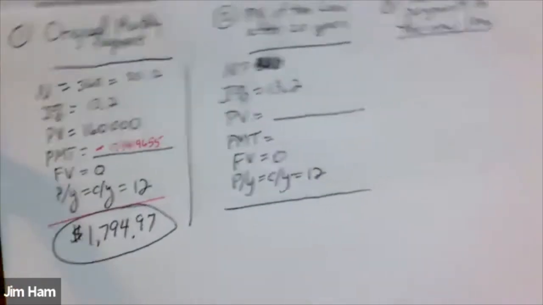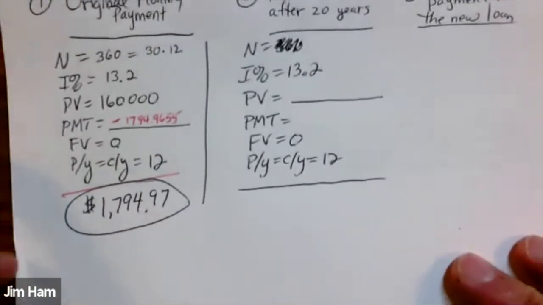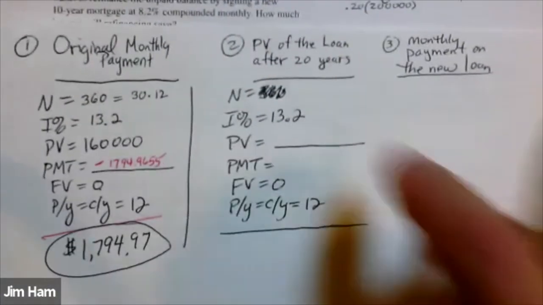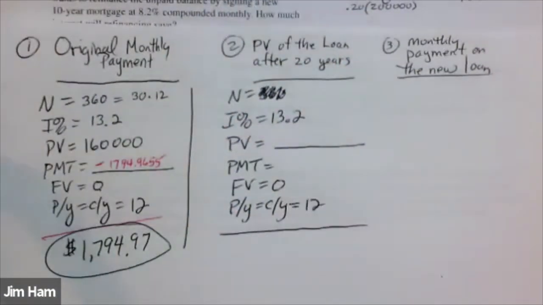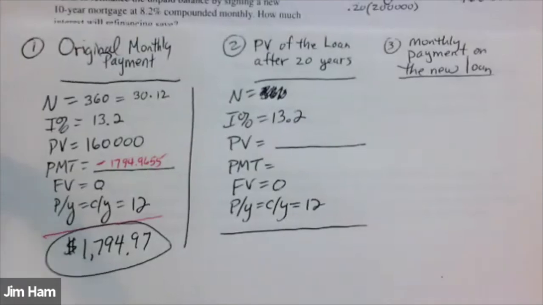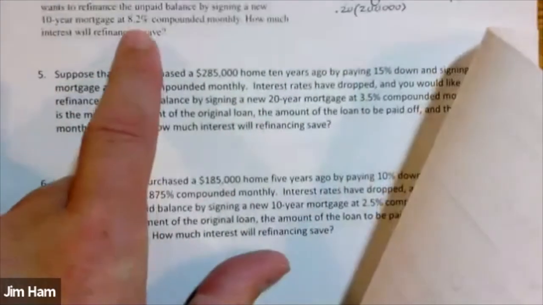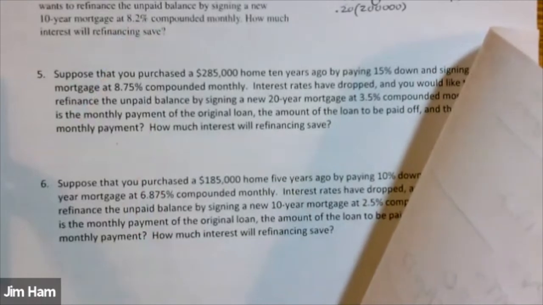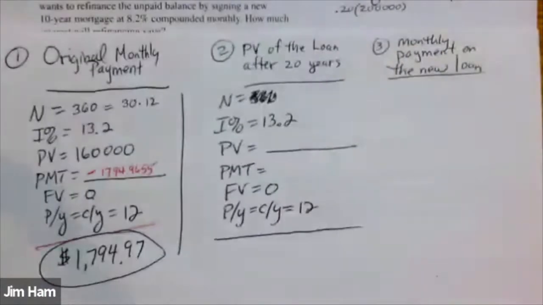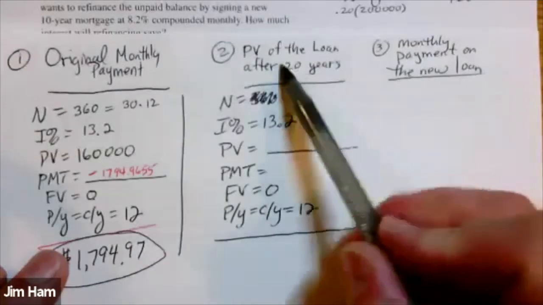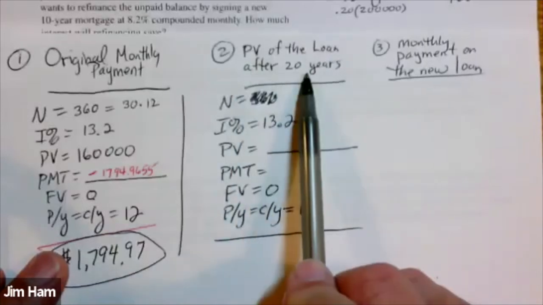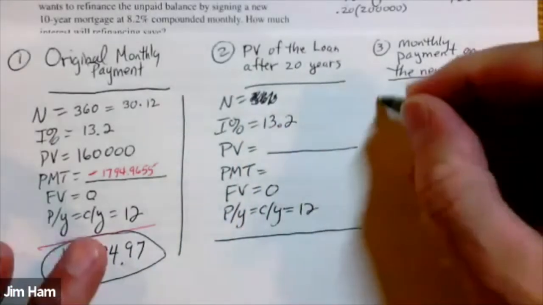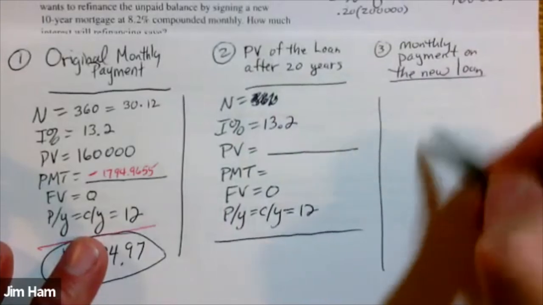Okay, in the second part of this problem, we want to refinance after 20 years. So what happened is the interest rates came down quite dramatically. And you can see in this problem that the interest rate came down to 8.2%. It used to be 13, now it's down to 8.2. All right. The first thing we have to do is to calculate the present value of the loan after 20 years. We're not going to change the interest rate here until the last step. That's when we change the interest rate.